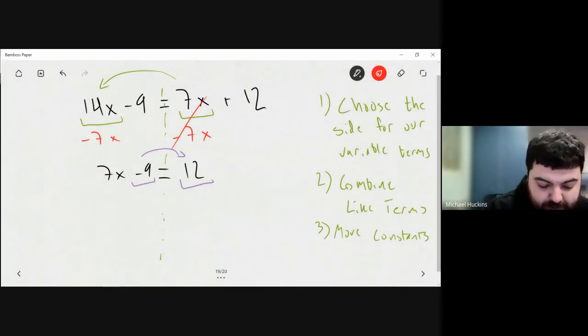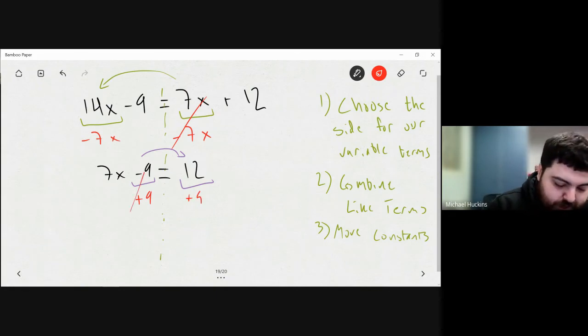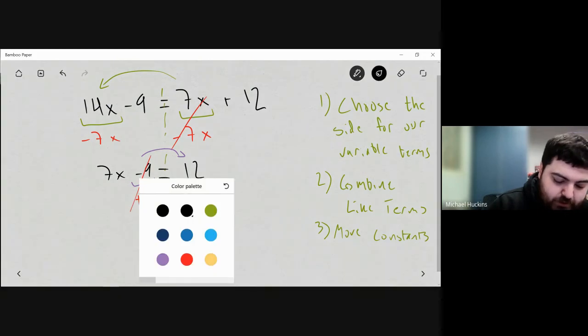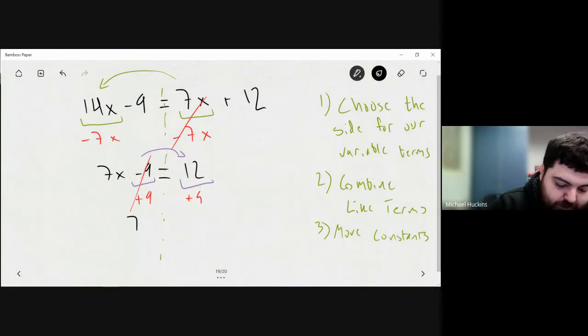So this negative 9 or minus 9 in terms of this expression on the left here needs an inverse operation to happen, which will be addition. So I add 9 to both sides of the equal sign. Negative 9 plus 9 will go to 0, canceling these two terms out. This will leave 7x on the left side of the equation, and 12 plus 9 gives me 21 for the right.